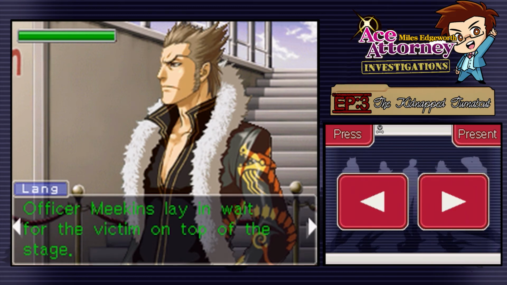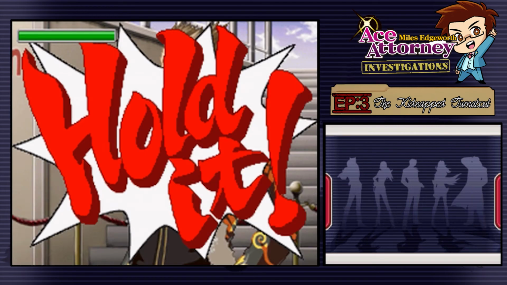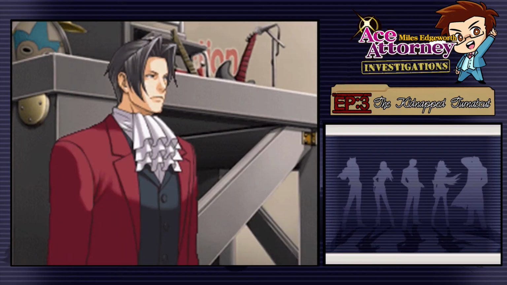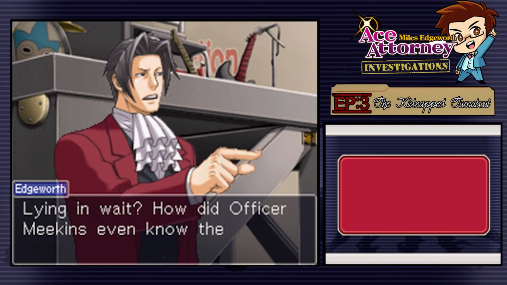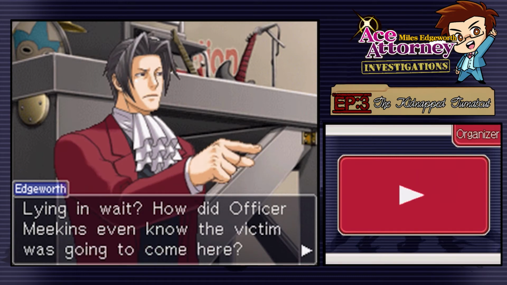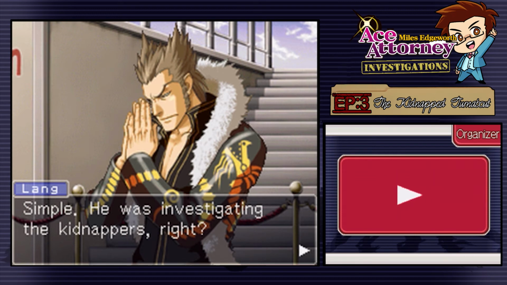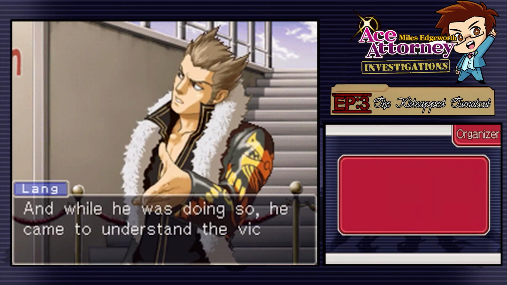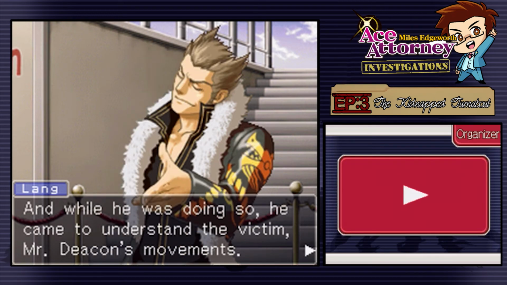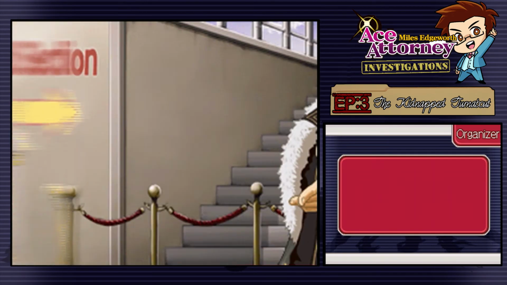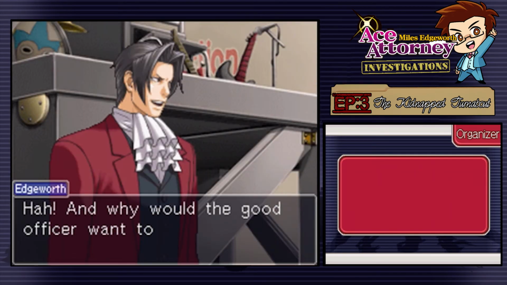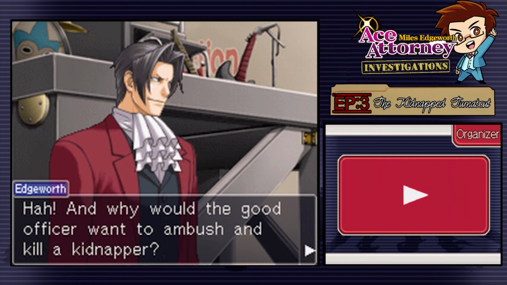Officer Meekins lay in wait for the victim on top of the stage. This is definitely where I need to present eventually. Hold it! Lying in wait. How did Officer Meekins even know the victim was gonna come here? Simple. He was investigating the kidnappers, right? And while he was doing so, he came to understand the victim, Mr. Deakins' movements. Objection! Ha! And why would the good officer want to ambush and kill a kidnapper?